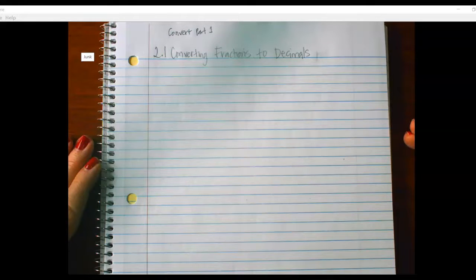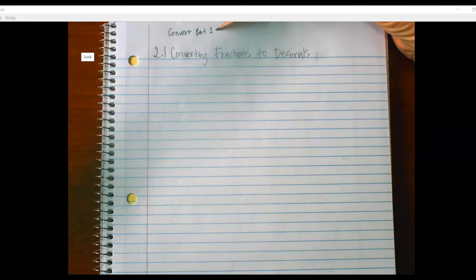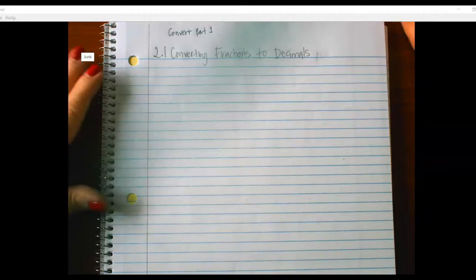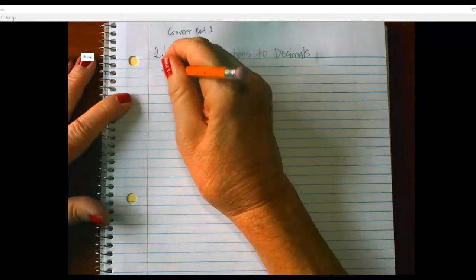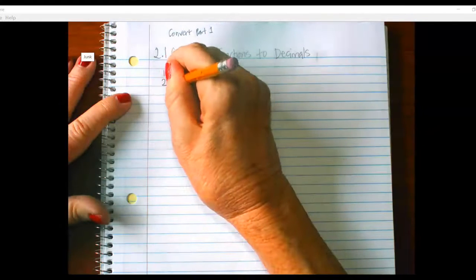In this lesson, you will be learning how to convert fractions to decimals. By the way, you learned this back in 3rd or 4th grade, but we're reviewing it now. And it is part 1 of 2 lessons about converting. So, fractions. There are things called benchmark fractions.